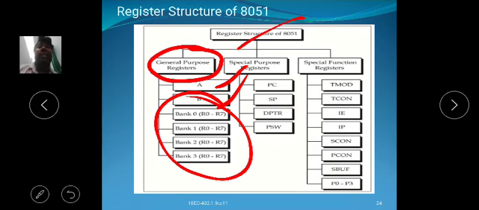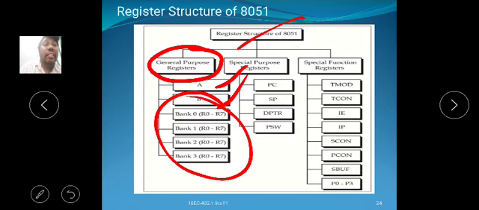Bank 0, bank 1, bank 2, and bank 3. The special purpose registers, the important registers, that is the program counter, stack pointer, data pointer, and program status word. The microcontroller related special purpose registers are the program counter, stack pointer, data pointer, and program status word.